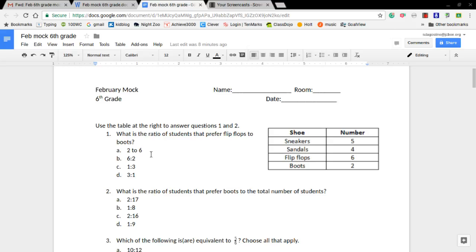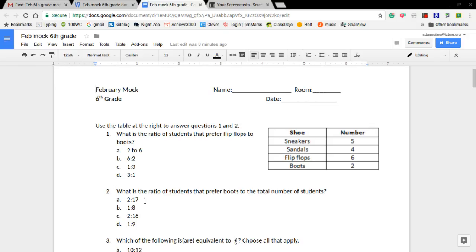A, 2 to 6. B, 6 out of every 2. C, 1 out of every 3. D, 3 out of every 1.